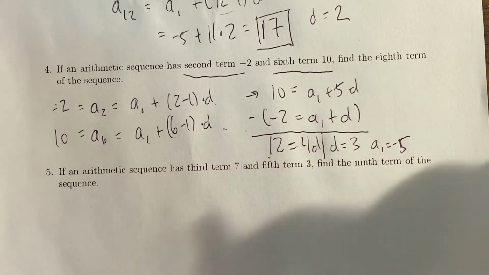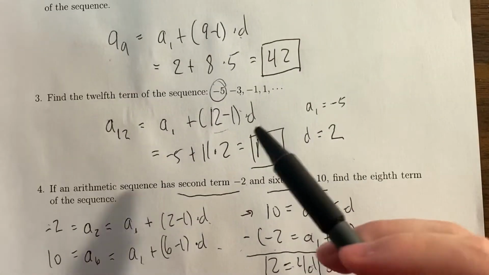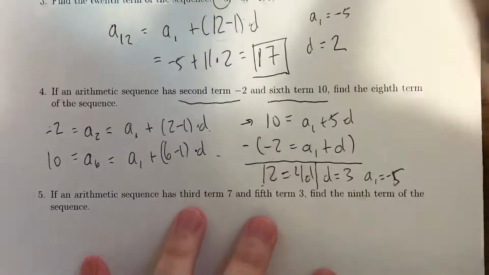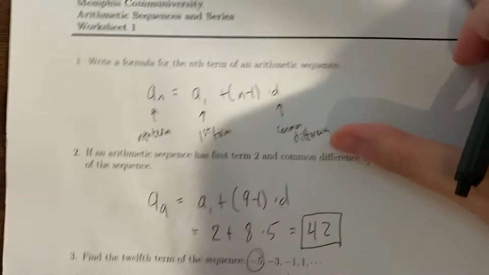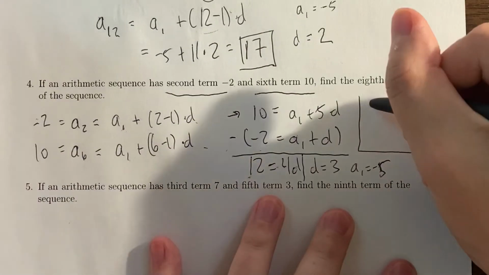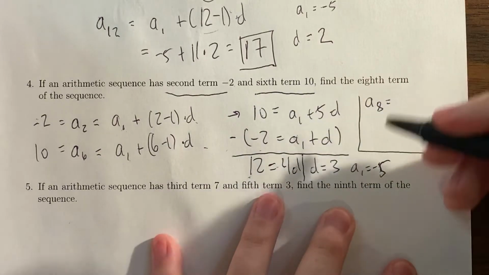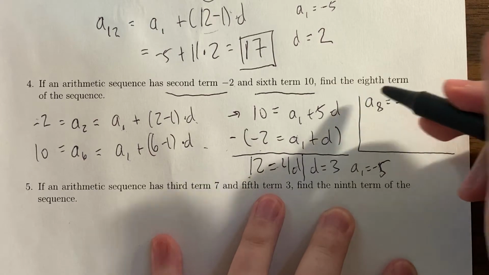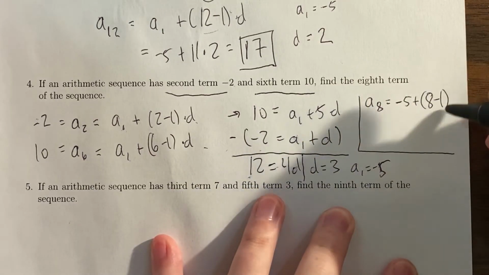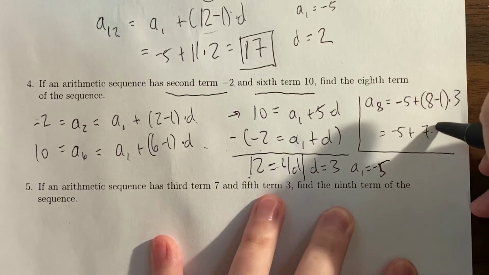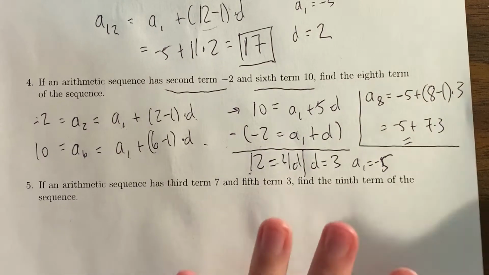And now we have made this question as easy as the previous questions, because we have an A1 and we have a D. We have the first term and we have the common difference. So we're just going to employ the formula that we've been using every single question. We've already used this formula for these 2 things, but we're also going to use it for the thing we actually want. It's going to be A8 equals the first term, -5, plus 8 minus 1 times the difference, 3. So it's going to be -5 plus 7 times 3. That's going to be -5 plus 21.